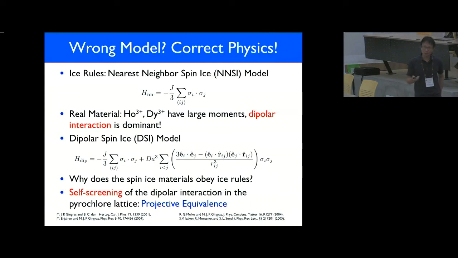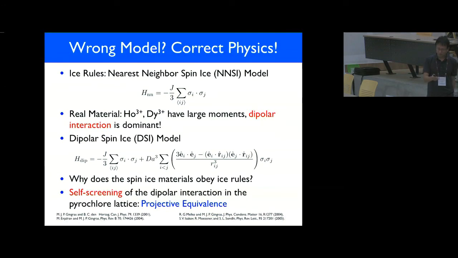So it's been a while that people couldn't understand why this is the case. It turns out it's because of the symmetry of this lattice. And so this long-range dipolar interaction is actually self-screened. So to a certain degree, you can just use the short-range, nearest neighbor effective interaction to describe the physics. This is what's mathematically called the projective equivalence.